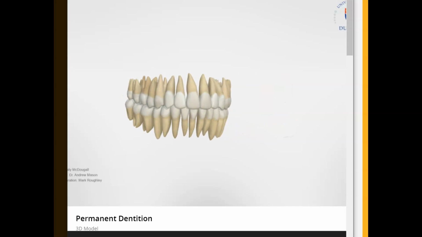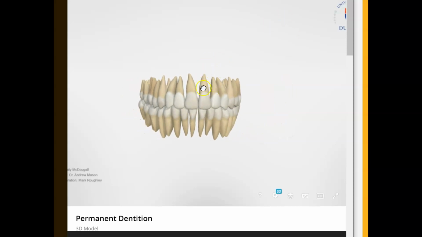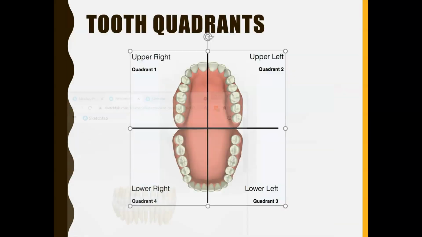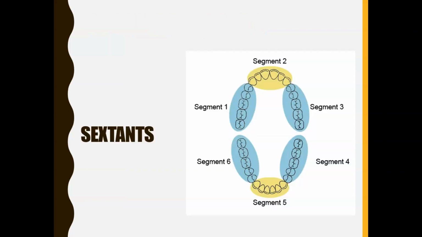So I hope you know your quadrants. Again, just to recap, quadrants are divided into 4. Let's use this picture. This is quad 1, this is quad 2, this is quadrant 3, and quadrant 4. Now, another thing you can do is you can also divide your mouth into 6.